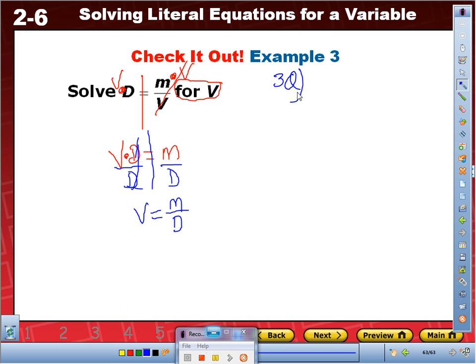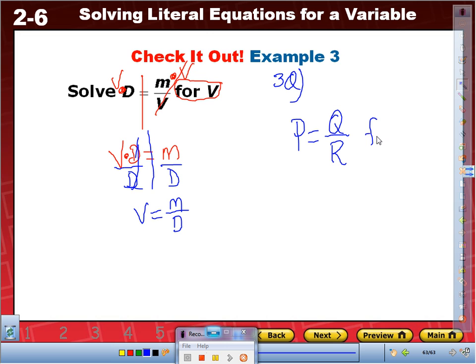Okay, as you're finishing that, I'm going to give you another one. This is example 3Q. P equals Q over R. And I want you to solve for R. Solve for R. Go.